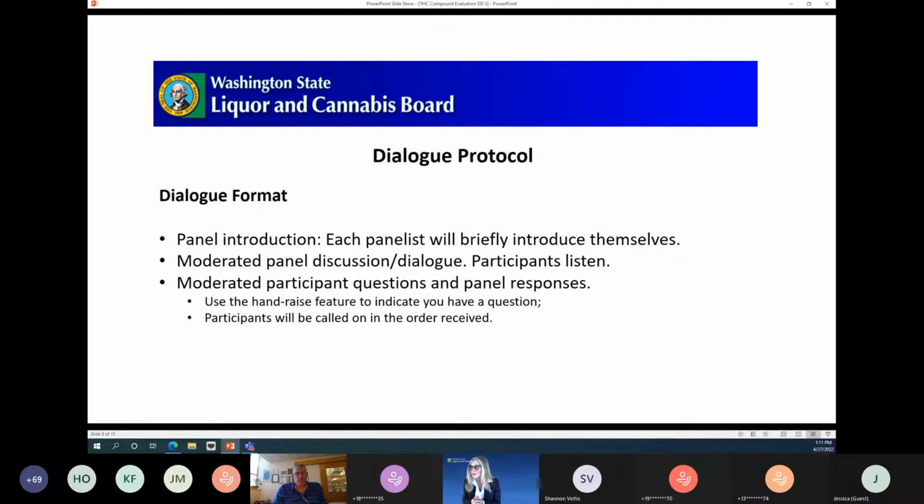I'll introduce the panel here in a few moments, and each panelist will introduce themselves, give a little bit of background, and then we'll begin the moderated panel discussion. So that's where participants listen to the panel discussing issues amongst themselves, and then I'll try to ask a few questions, and we're hoping for a really good dialogue around this topic today. And then once that discussion is over, and again, we hope that will be concluded around 2 p.m., then we'll have a question and answer or discussion session.